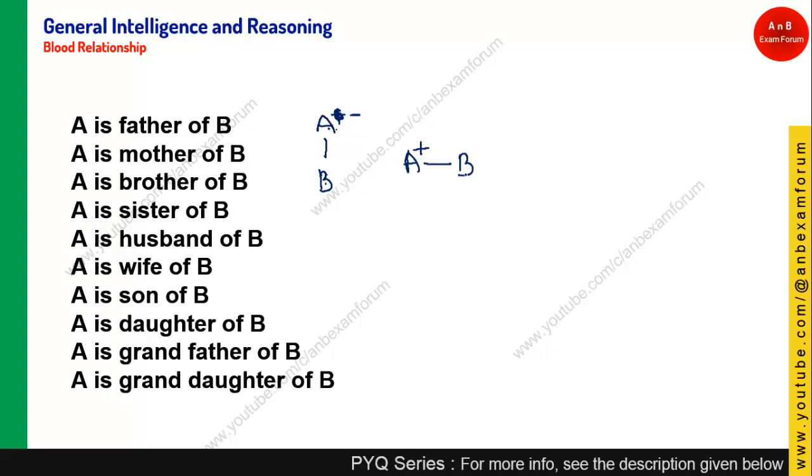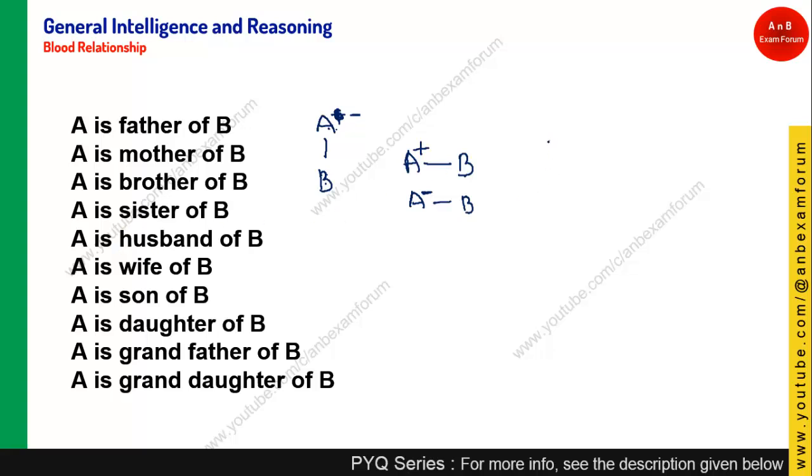In other words, either B is a sister or it is a brother. Okay. In the next, A is sister of B. What does this mean? A is sister of B. A is female, so it will be minus. So brother-sister relations are denoted by this horizontal line.